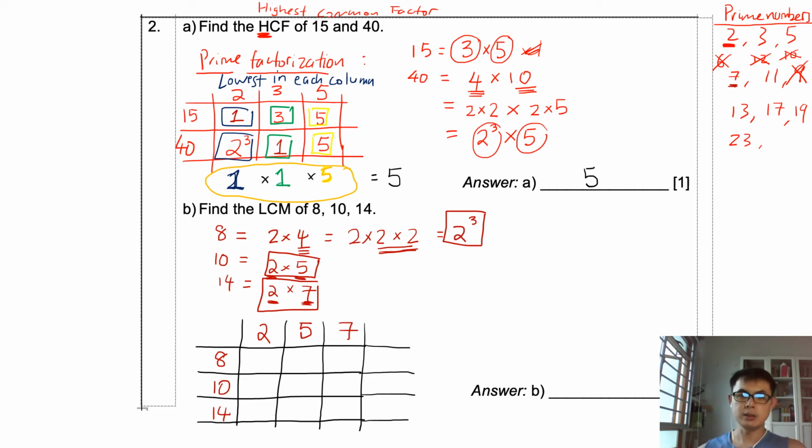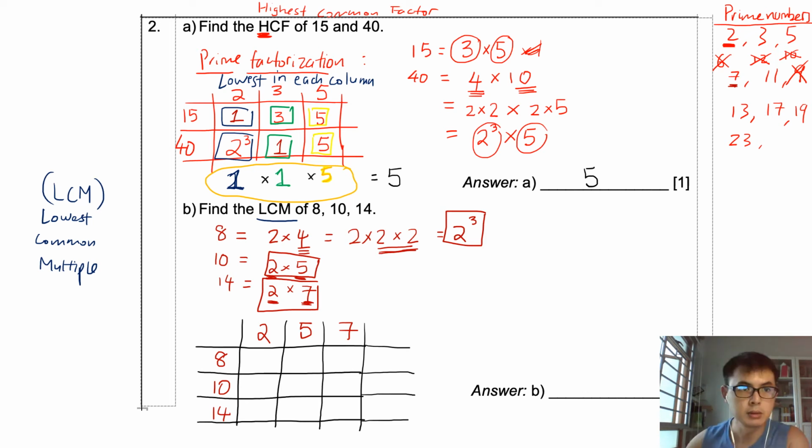Okay, so now the interesting thing is this. LCM means lowest common multiple. LCM, right? Okay, sorry, got interrupted. Now, okay, let's come back to this.